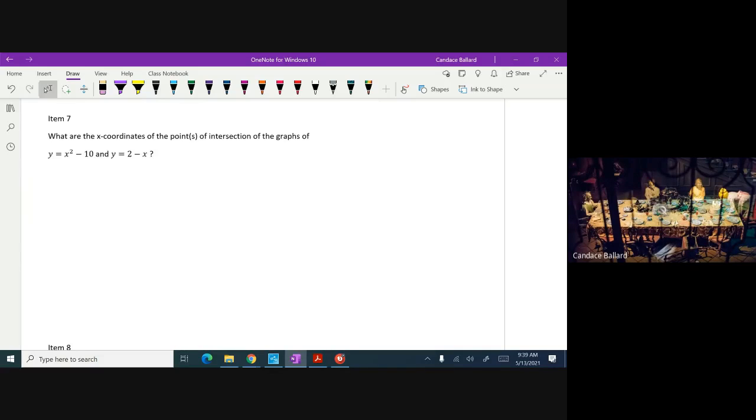There were a lot of different methods we used when we did systems of equations. We did elimination, we did substitution, we did Cramer's rule, but this is a quadratic and a linear. And I am noticing that they're both y equals. So I am going to take this guy and substitute it in for y. So we've got 2 minus x equals x squared minus 10.